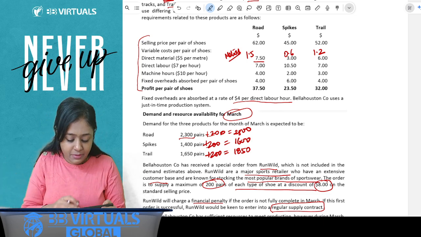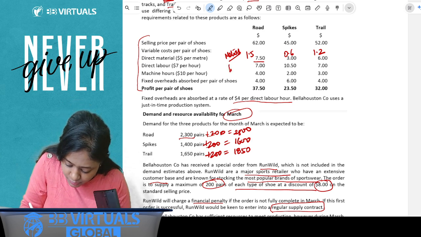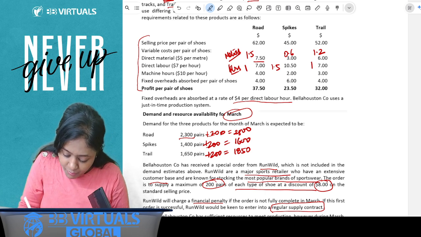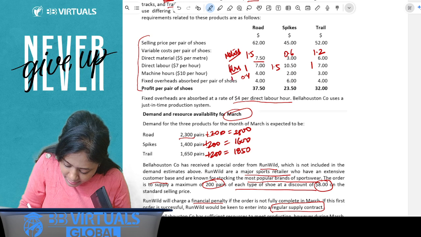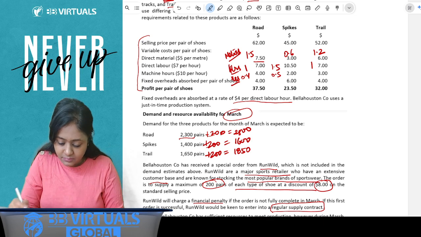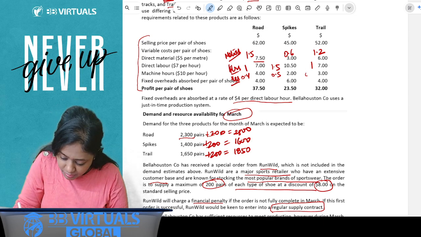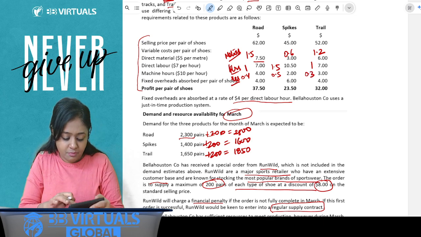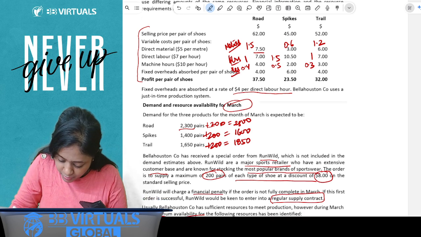Secondly, for the direct labor, 7 upon 7 hours would be 1 here. 10.5 upon 7 is 1.5 and 7 upon 7 is 1. For machine hours, you just have to divide again: 4 divided by 10 is 0.4, 2 divided by 10 is 0.2, and 3 divided by 10 is 0.3. Oh, I'm sorry, 2 divided by 10 is 0.2, not 0.5.